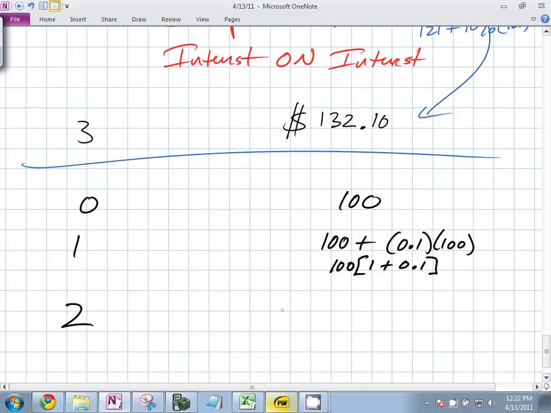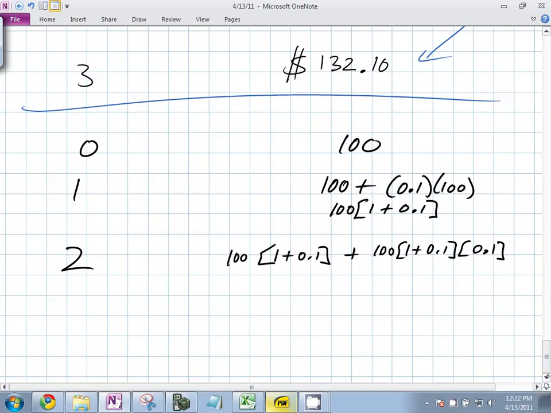Now let's go to year 2. It's going to be 100 times 1 plus 0.1 plus what? The amount from last year times what? Do you agree with that? We're adding 10% of last year to what was in it last year to get the end of this year. What's in both of these? 100 times 1. So we factor that out. What are we left with? 1 plus 0.1 and 1 plus 0.1. How many of them do we have? So what does this become? 100 times?